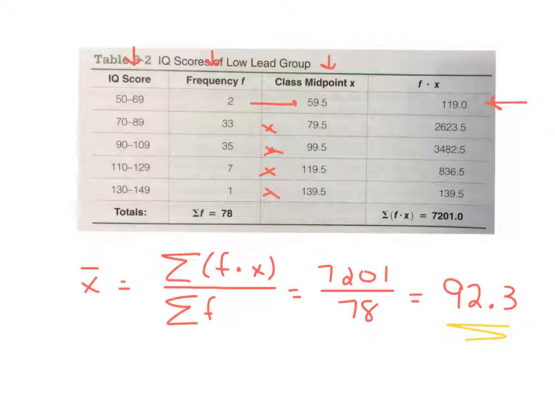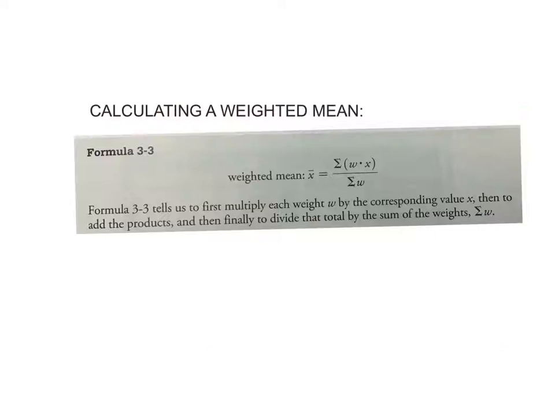Okay, the formula is this right here. X bar equals the two sums. Now, one is the sum of all the frequencies times the value, which is 7201. And the bottom is just the sum of just the frequencies, which is 78. So we're going to say the mean is 92.3. And that would fall in here somewhere, which is normal. It's going to be in the middle. It's a measure of center. It's going to be in the center, that's probably a pretty good mean.